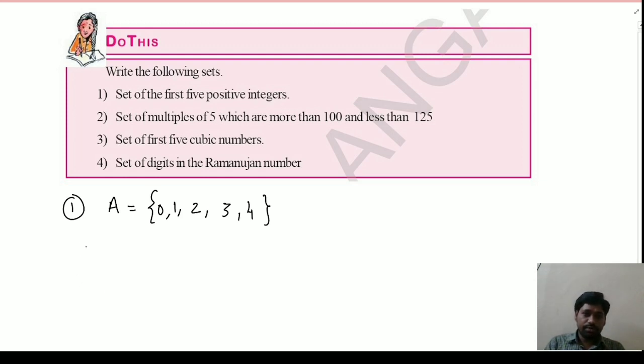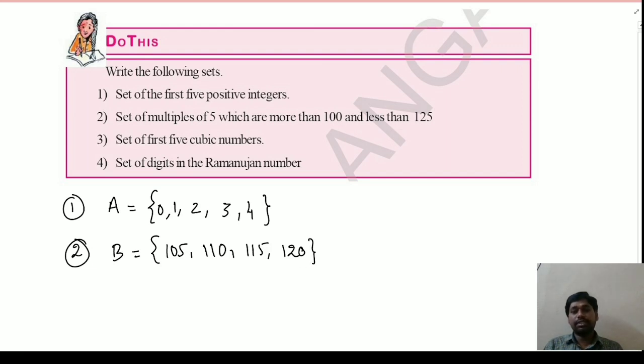Next, the second one: the set of multiples of 5 more than 100 and less than 125. Set B has 105, 110, 115, 120. So these are the multiples of 5. Just add 5 every time to 100 and you will get an element of that particular set.